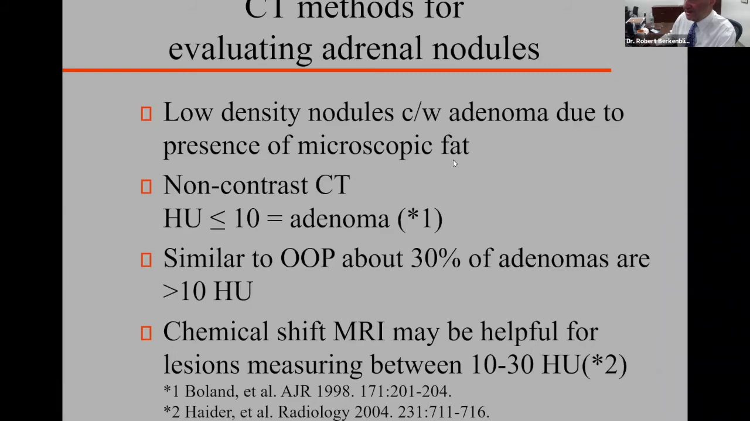What about CT methods for evaluating adrenal nodules? Well, low density nodules are consistent with adenomas due to the presence of microscopic fat. On a non-contrast CT, if the nodule measures 10 or less Hounsfield units, it's consistent with an adenoma. Similar to out of phase, about 30% of adenomas are greater than 10 Hounsfield units. They're lipid poor. Chemical shift MR may be helpful for lesions measuring between 10 and 30 Hounsfield units.